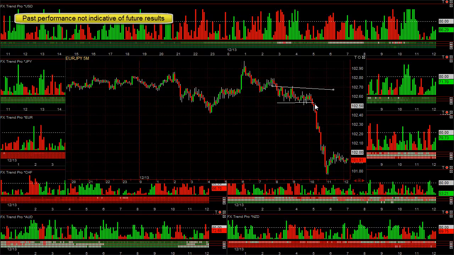You have breakout traders getting in new positions selling, and traders that are long have to get out of their positions so that they don't lose even more money by selling, and all that selling causes big moves.